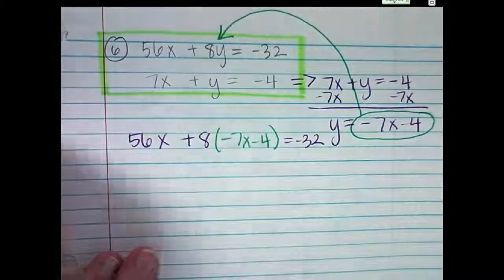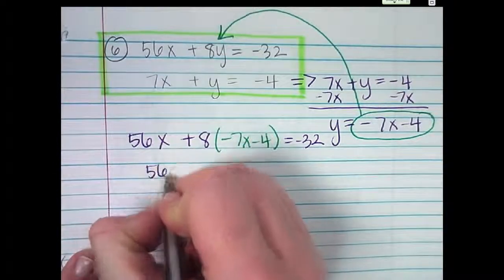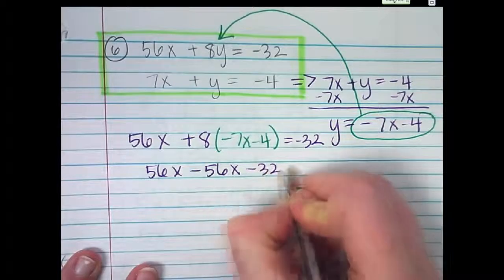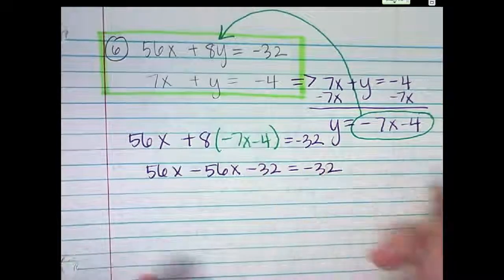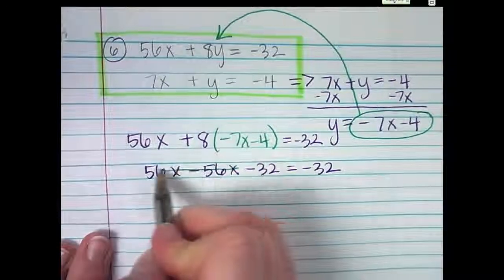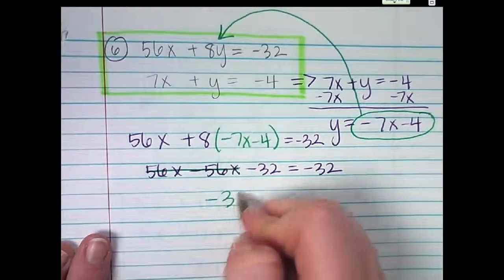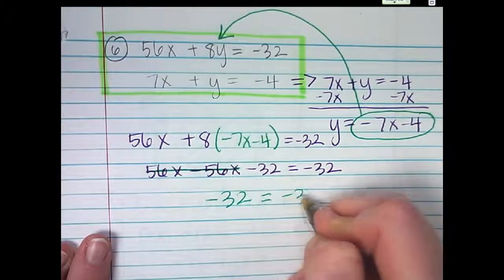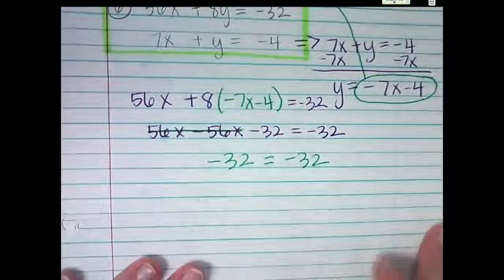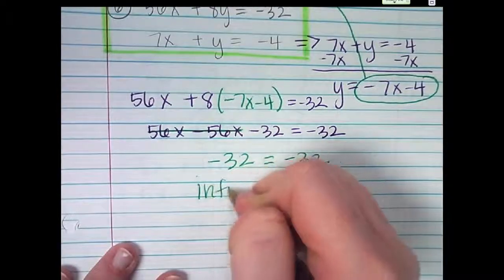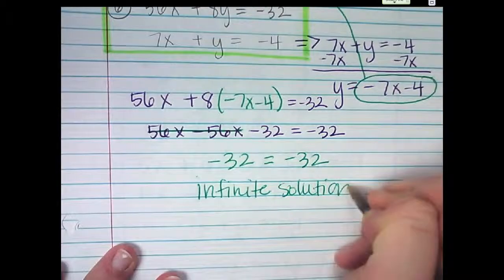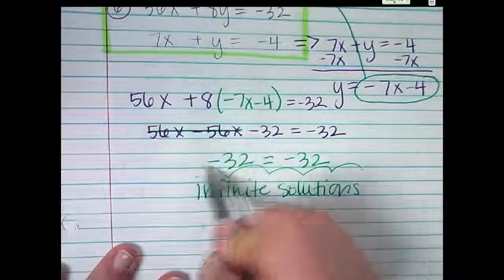So 56x minus 56x minus 32 equals minus 32. They do cancel out. These two cancel out. But look at what you're left with. Negative 32 equals negative 32. Yes. And instead of all real numbers, you say infinite solutions. Well, I guess it's the same thing. Infinite solutions, all real numbers.